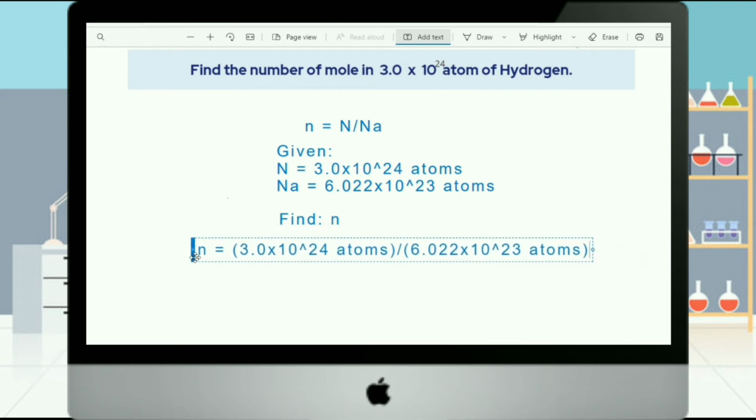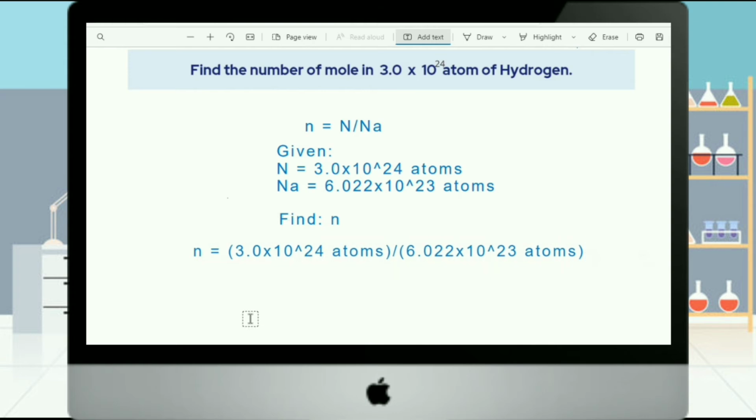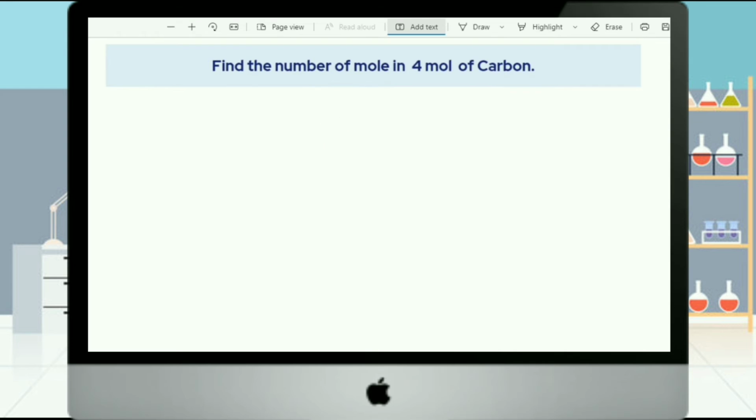So, what do you think is going to be the answer? Use your calculator to find out. I'll give you 3 seconds. 1, 2, 3. Okay, you're done. The answer is 4.9817 moles. For the next problem, we are asked to find the number of atoms in 4 moles of carbon.